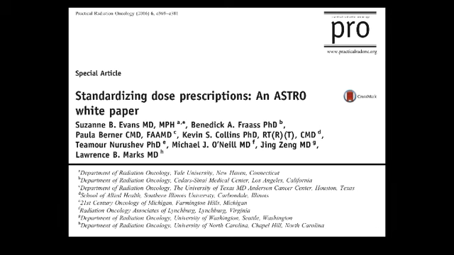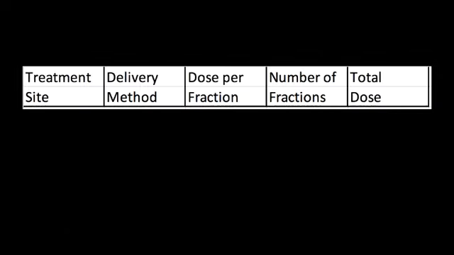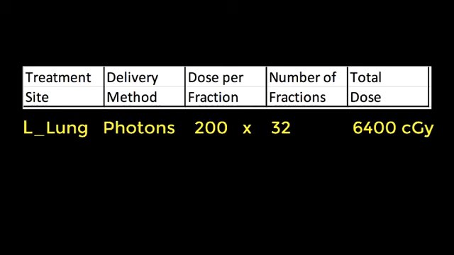The simplest form of this is that you want to specify the treatment site, the delivery method, the dose per fraction, the number of fractions, and the total dose. And then all those together should give you the prescription. So for an example, I might prescribe to the left lung, delivered through photon treatment, 200 centigray times 32 fractions for a total of 6,400 centigray. And they're advocating here that you specify the units in centigray because it avoids the issues of decimal points.